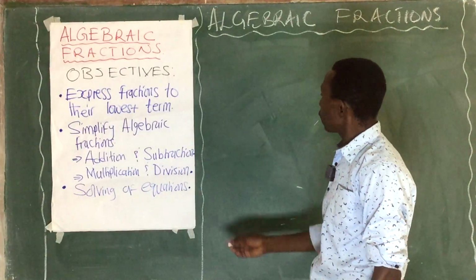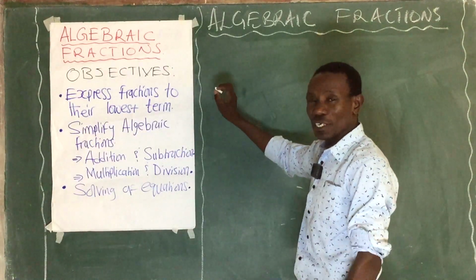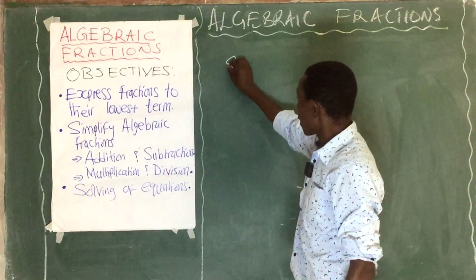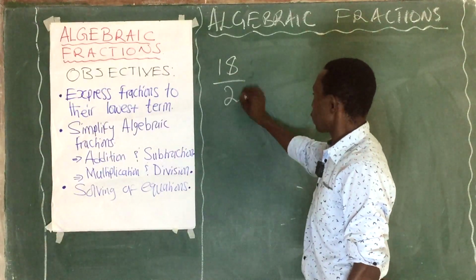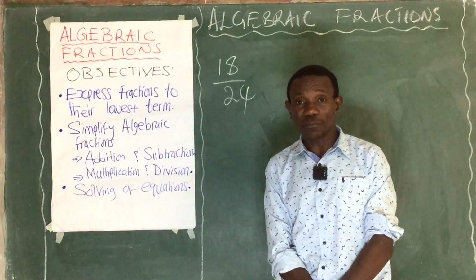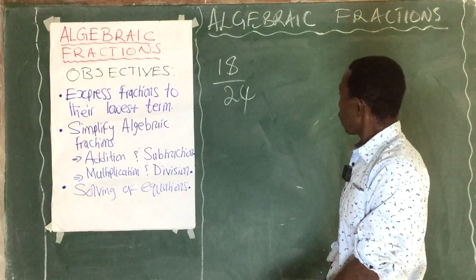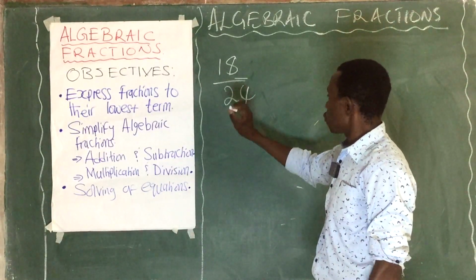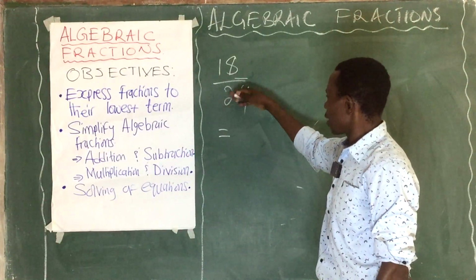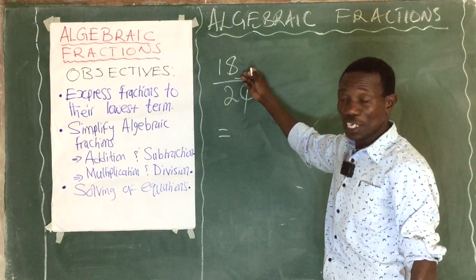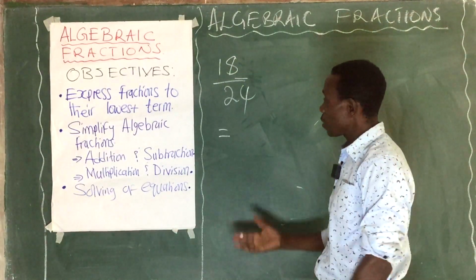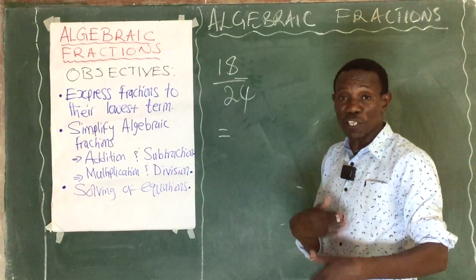For example, if you have a vulgar fraction like 18 over 24, that is a fraction. Now you may consider simplifying this type of fraction into the simplest form. That is what it means by reducing to the simplest form.